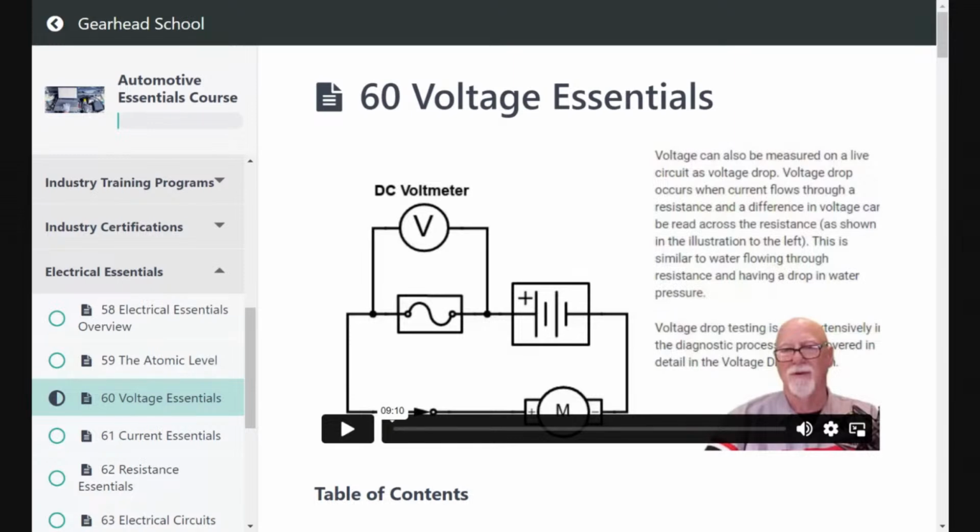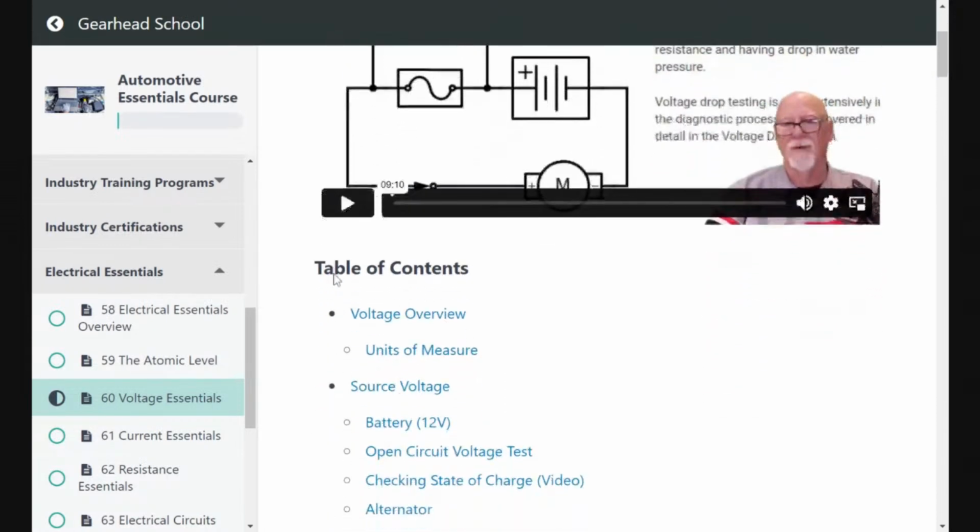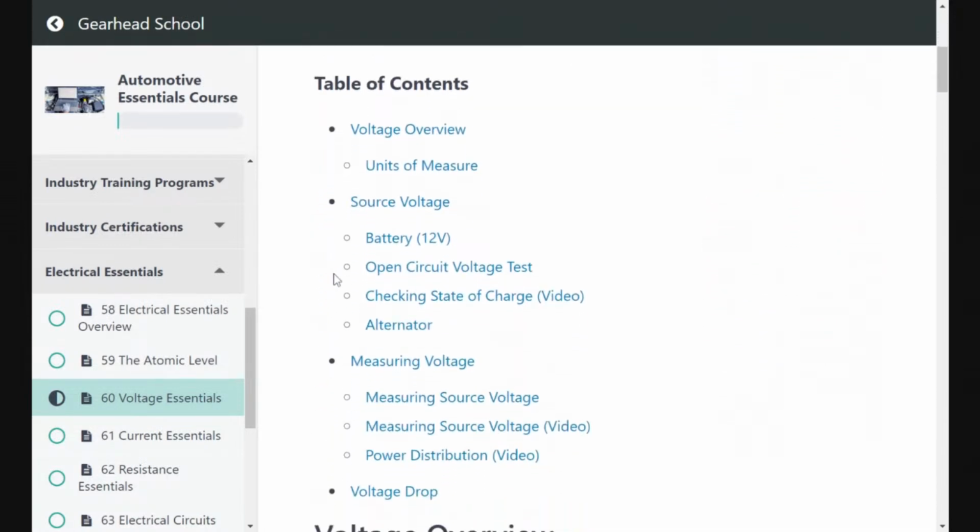Every lesson starts off with a video, which is an overview of the lesson itself. Then when you scroll down, you'll see jump links right down to points within the lesson. You don't need to read the lesson from top to bottom to find one little piece of information. If you want to learn how to measure source voltage, you'll see a link that takes you straight to that point, so you can drill down very fast.